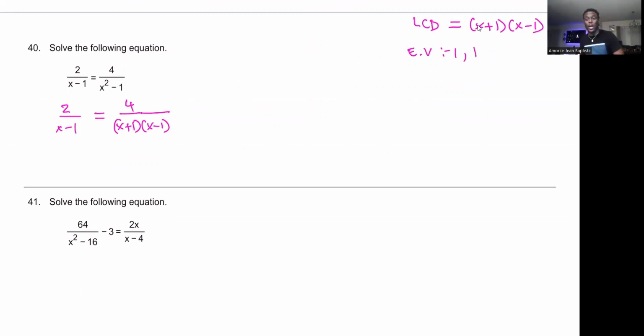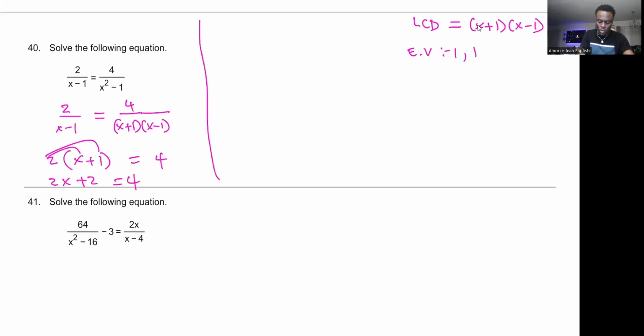Those are the values to watch after we solve the equation to see if they are there as a proposed solution, right? So let's multiply. When we multiply this one by LCD, x minus 1 gets canceled. I'm left with 2 times x plus 1. Multiply this side by the LCD, both factors get canceled. Then I'm left with 4. Distribute 2 to x plus 2 equals 4.